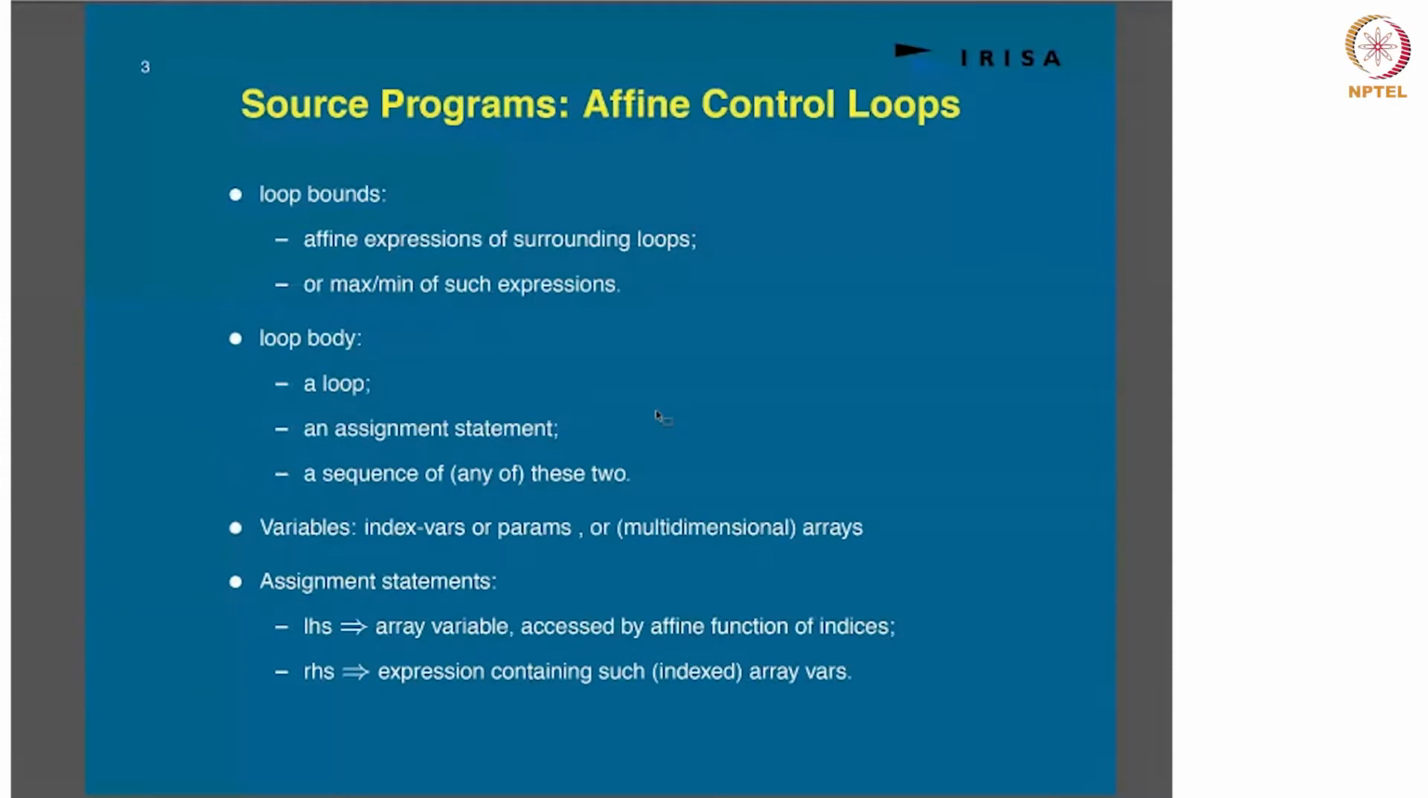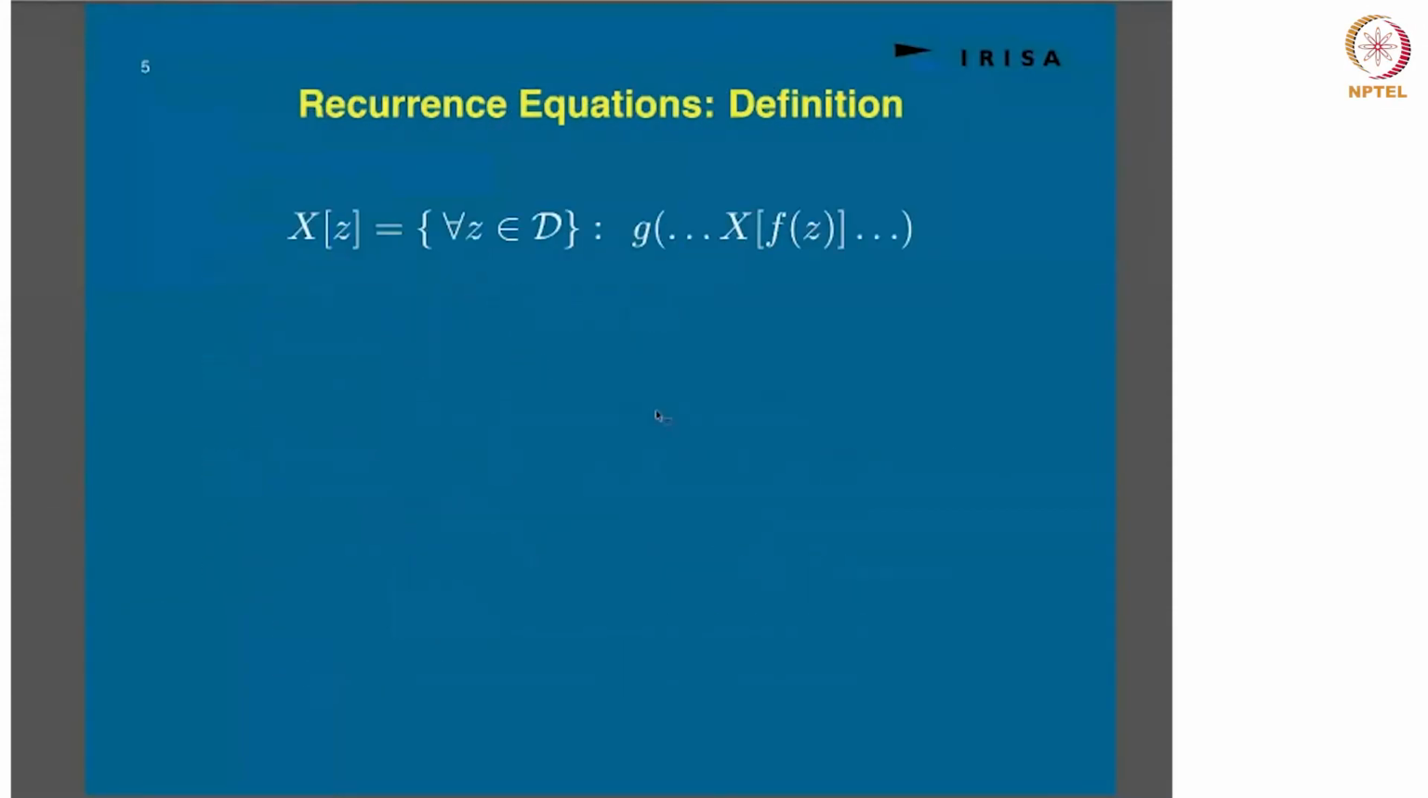So remember affine control loops, all of it. Here is the example. By doing this analysis, what we get is a system of recurrence equations. So you are computing all the points, for example, a variable x in some point, all the points in a domain. And in order to compute x at some point z, you are going to read x at f(z). This function f is my dependence function.